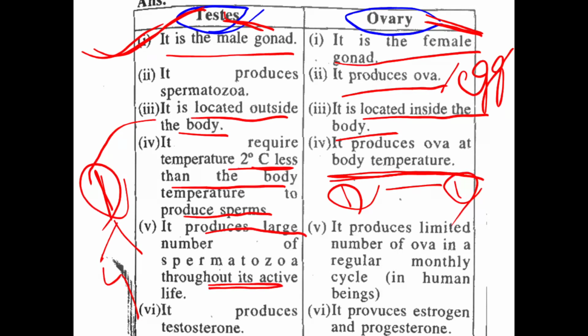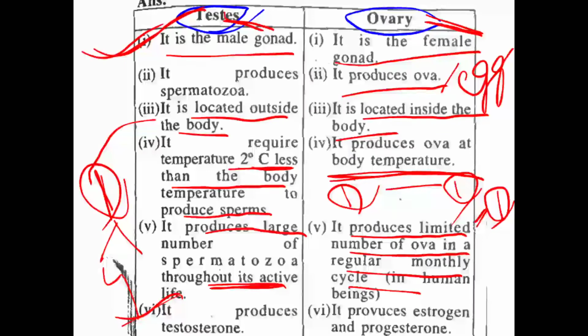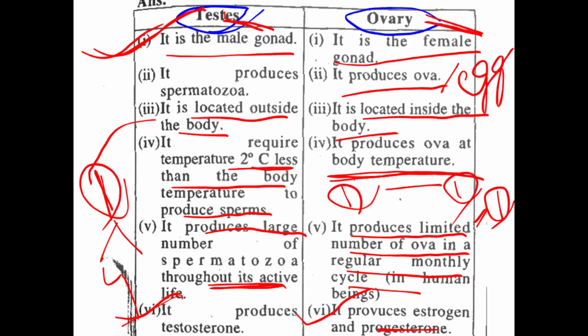Throughout its active life, the testis produces sperm throughout life, whereas the ovary produces a limited number of ova in the regular monthly cycle. Only in 1 month one egg is released. Testis produces testosterone hormone, whereas ovary produces progesterone and estrogen hormones.